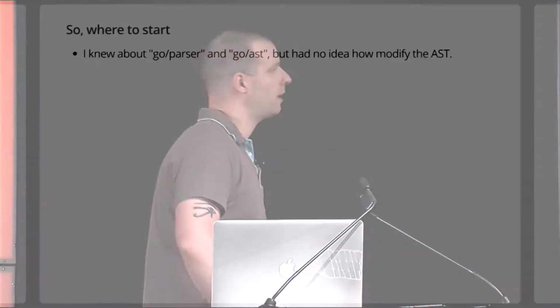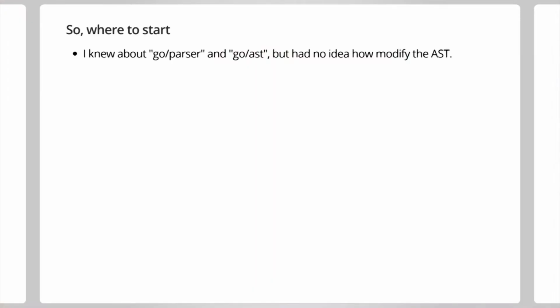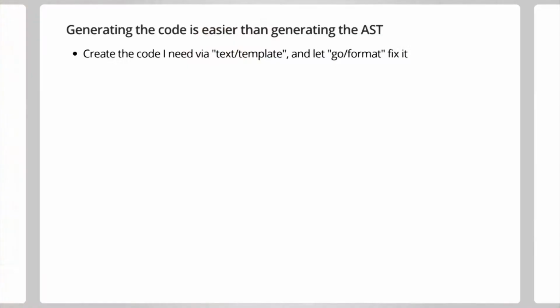I knew about the Go parser, the Go AST, but I didn't know how to modify the AST. I could read it, I could check things, but I wasn't sure what to do. Luckily, we have a great way of generating an AST. It's called writing code, and then you can just parse it into the AST really easily. So for basic stuff, text/template works really well, and then you give it the Go format, and it will make it look nice at the same time.